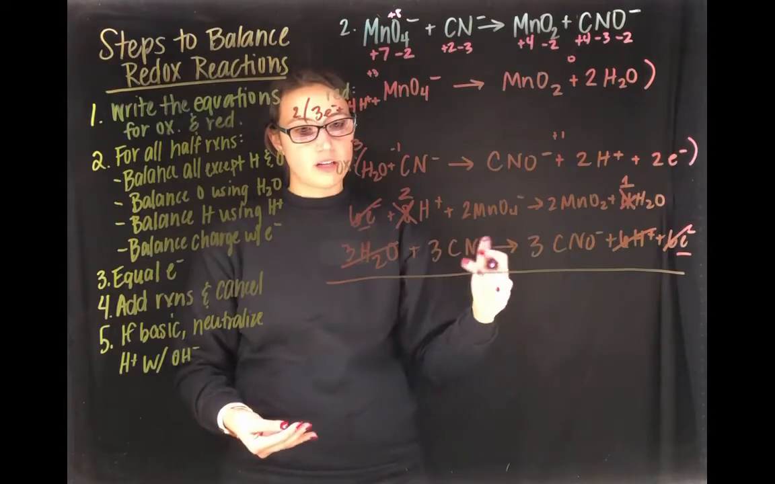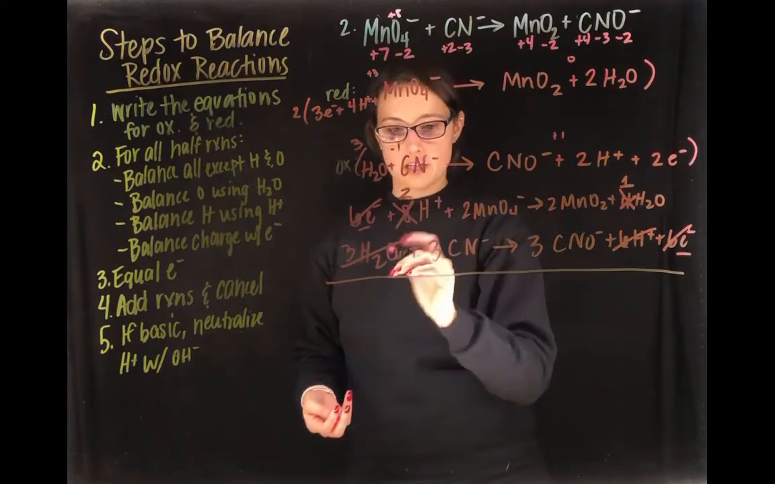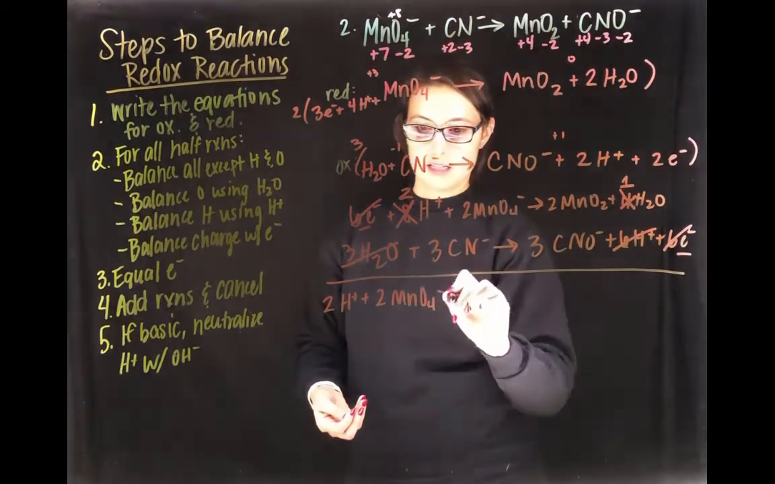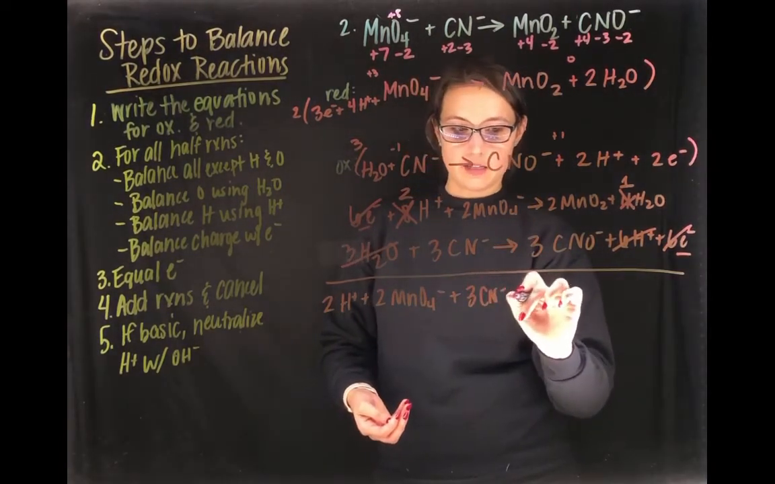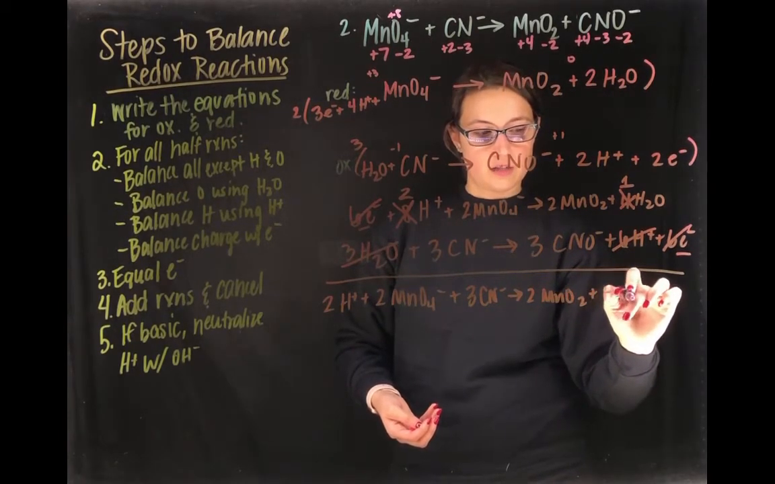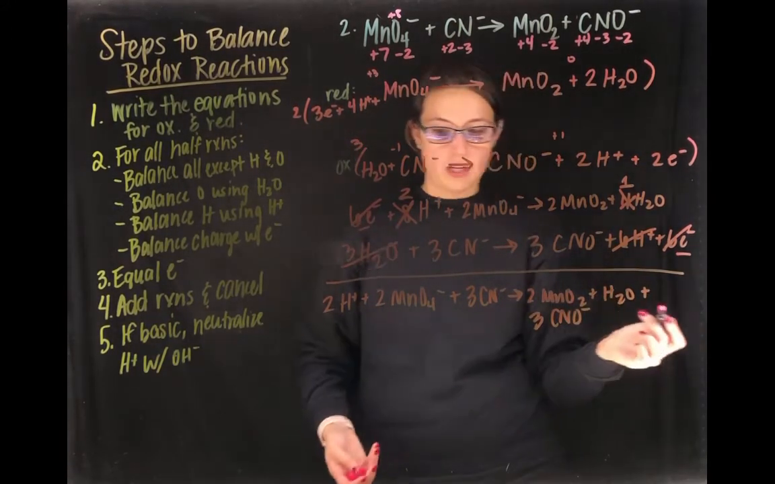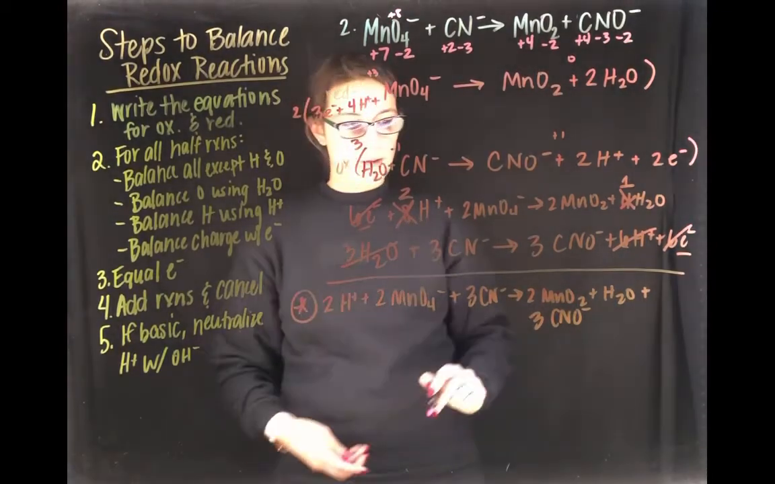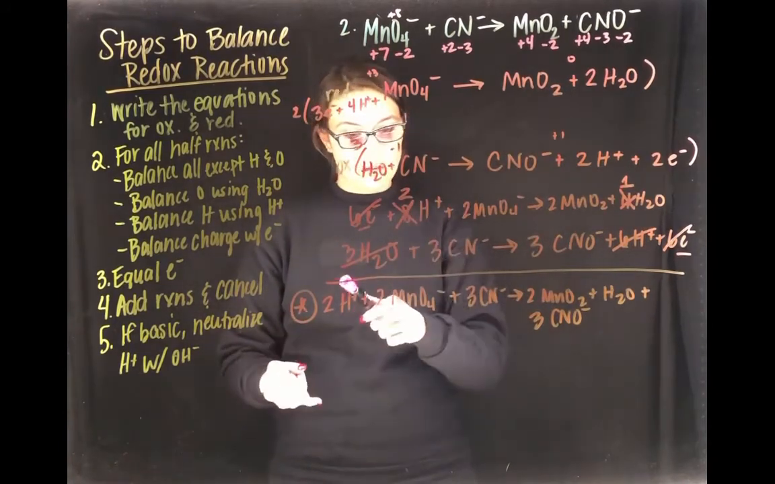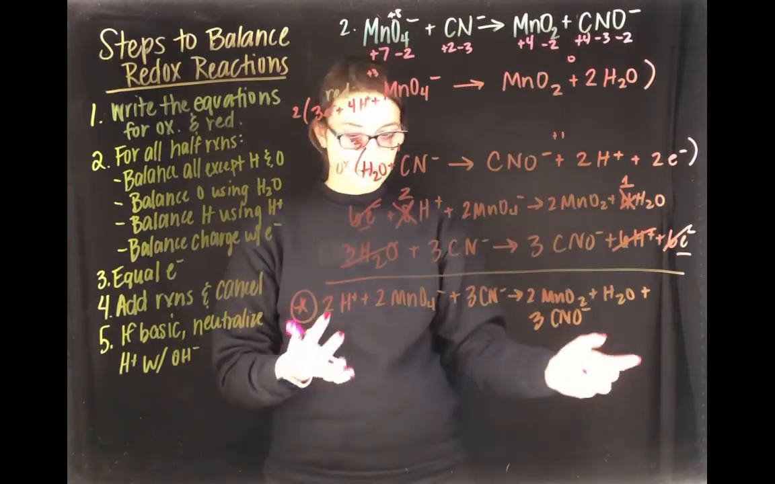So now when you add everything together after you've canceled, that's going to be your new balanced redox reaction. So I'll write this out: 2 H⁺ plus 2 MnO4⁻ plus 3 CN⁻ yields 2 MnO2 plus H2O plus 3 CNO⁻. There we go. So here is my balanced redox reaction. And then again, you can double check, make sure you have an equal number of H's, Mn's, oxygens, and make sure that your charges are balanced. And once you do that, then that's your answer.